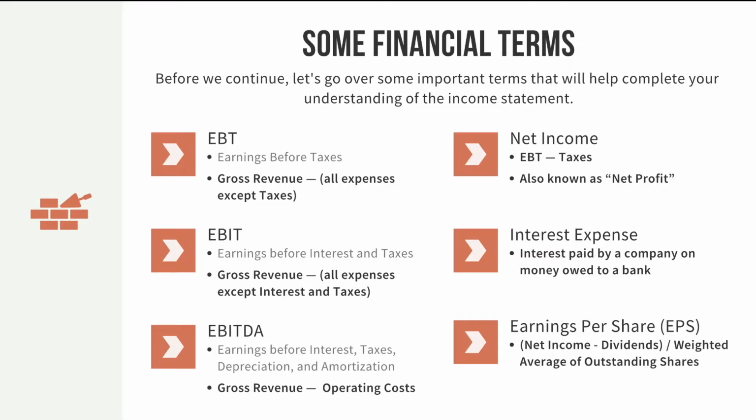Next, we have net income, which is EBT minus taxes. So you take the earnings before taxes, you subtract taxes, and that will give you your net income. This is also known as net profit. The terms are interchangeable.